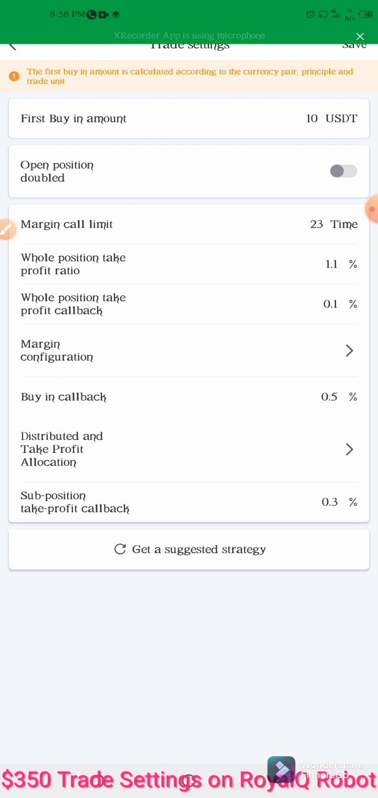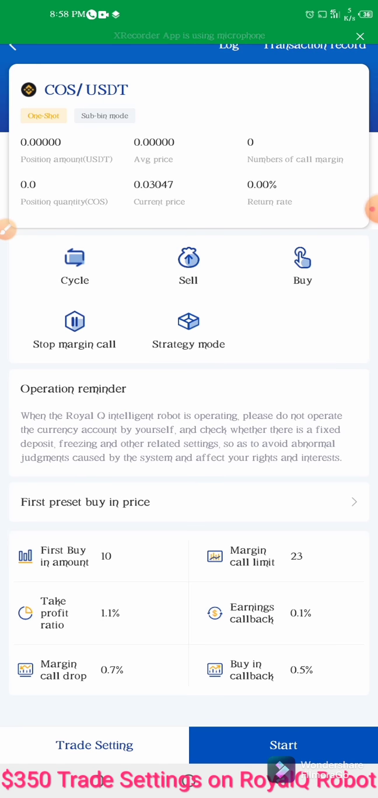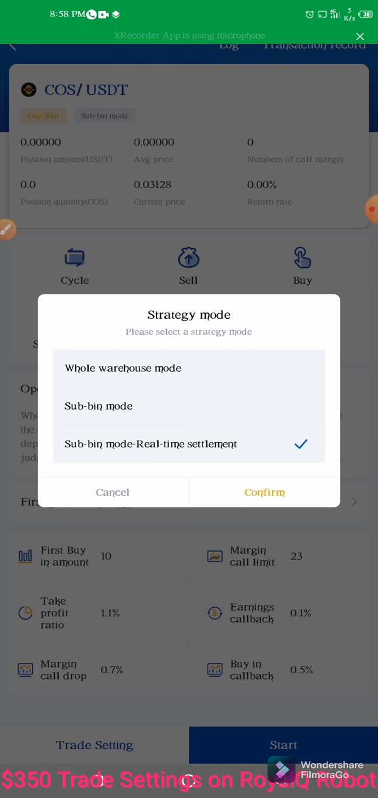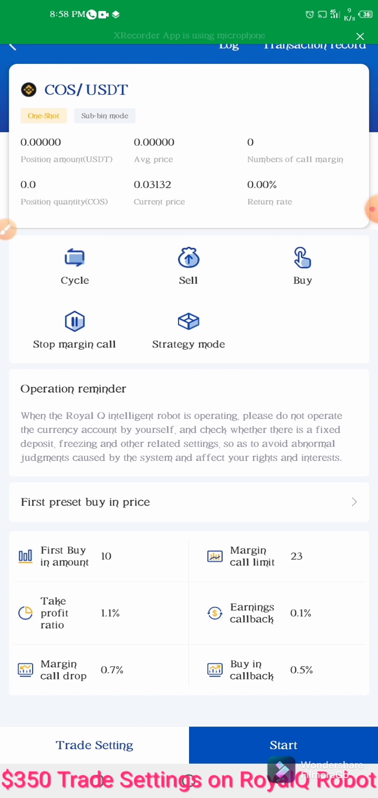Okay, so this is a fantastic trade setting you can adopt. Not a financial advice, you know, you'd make profits, but not a financial advice. Just save. Once you save, ensure you put it on sub-bin real-time mode and ensure it's on one shot. Click on circle, and then the button up there will change. You look at it, it has changed to circle.